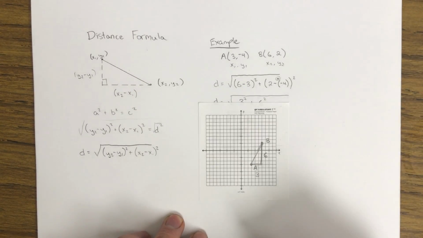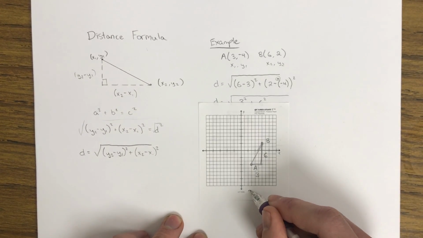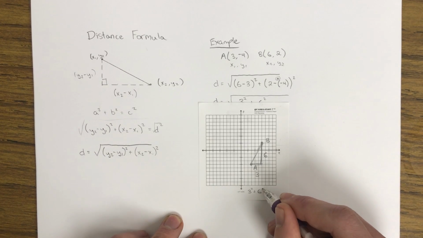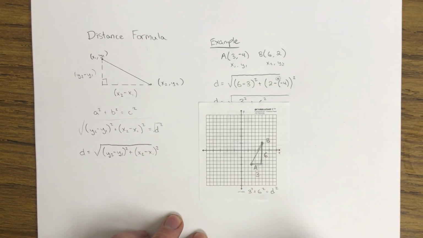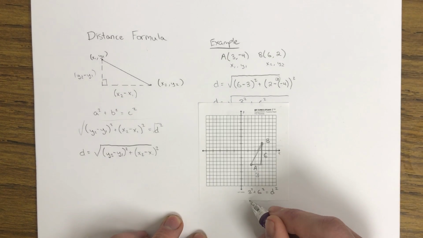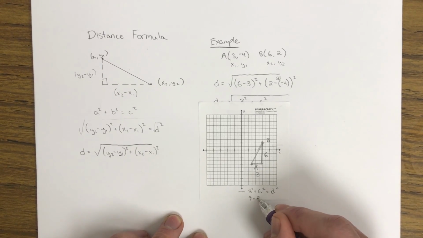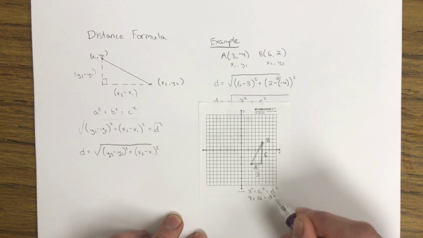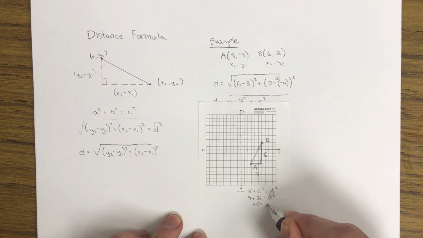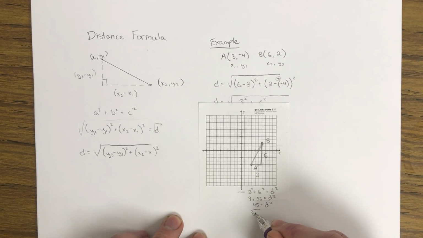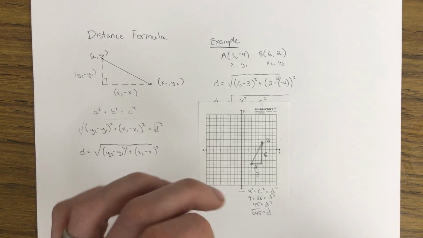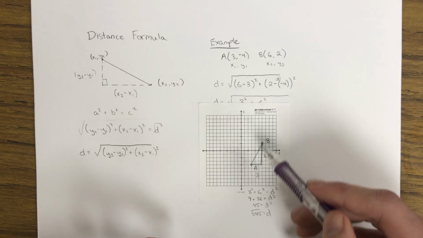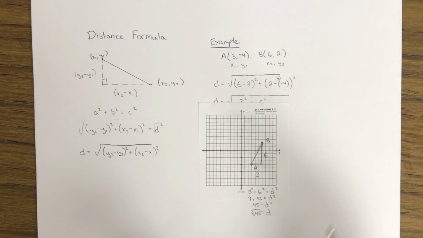So then we go through Pythagoras' theorem again, so that would be 3 squared plus 6 squared equals our distance squared. And we end up with that same idea of 9 plus 36 equals d squared, 45 equals d squared, and the square root of 45 must be our distance. So either way works: the visual method where you are creating a right angle triangle, or putting it into our distance formula.